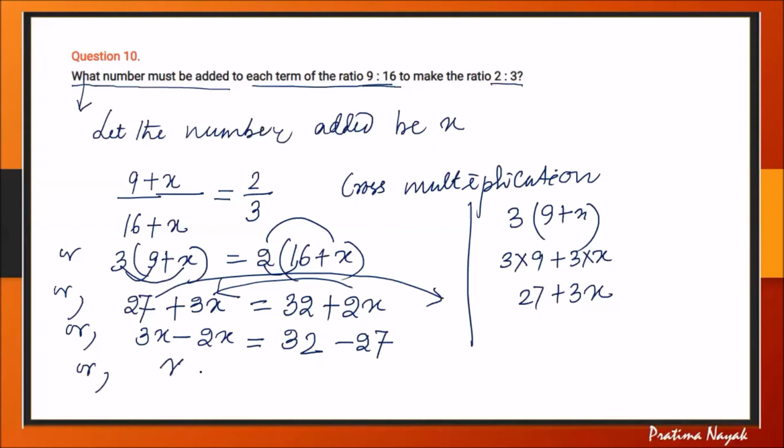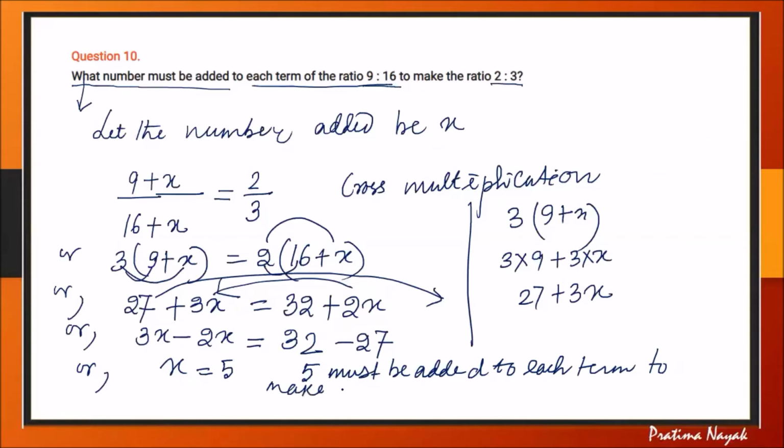So x is equal to how much? 32 minus 27, x is equal to 5. So write the statement: 5 must be added to each term to make the ratio 2 is to 3.